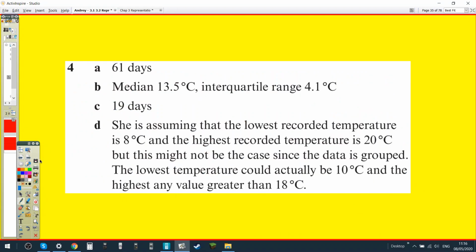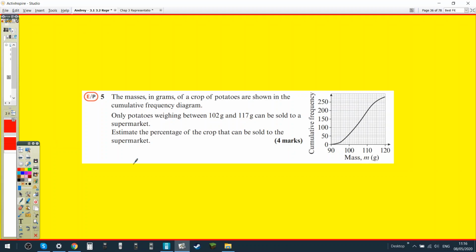Sorry, what was the one we did? We did question C. 19 days. Okay, so the trick there was the total minus, because we were going above. She is assuming that the lowest recorded temperature is 8 degrees and the highest is 20, but this might not be the case since data is grouped. The lowest temperature could actually be 10 and the highest any value greater than 18. All right. Any questions there? No. That's good. All right. How do we do this one?